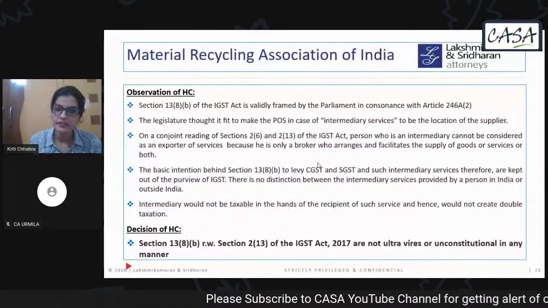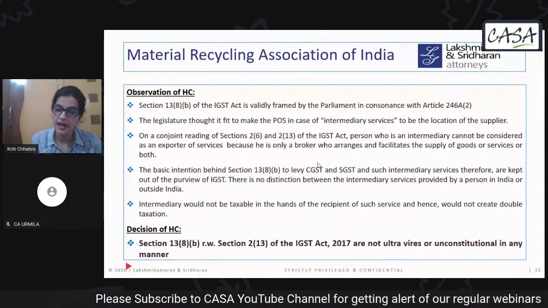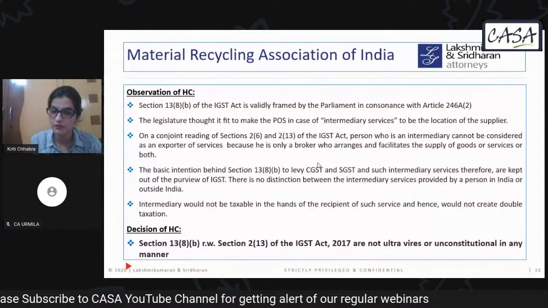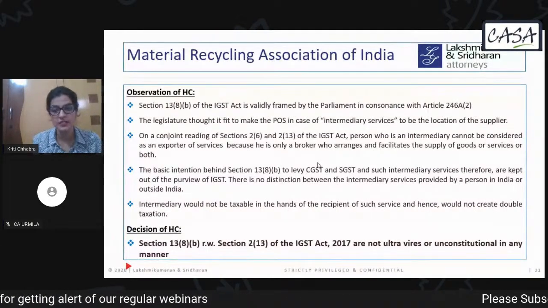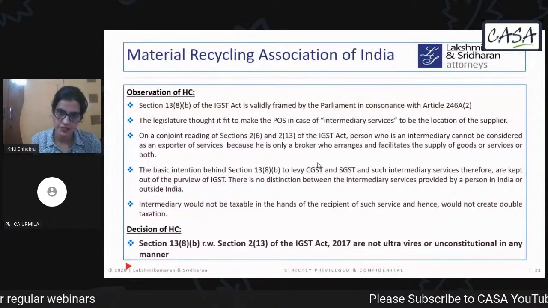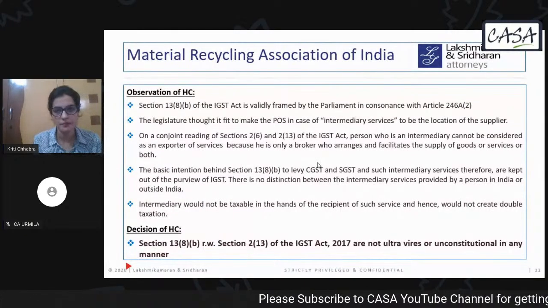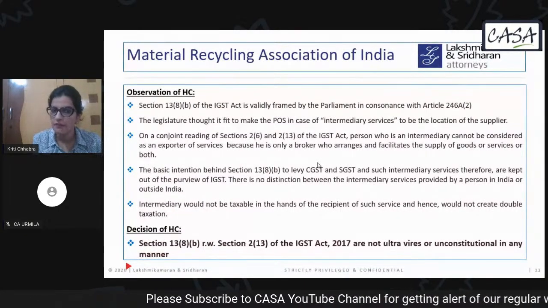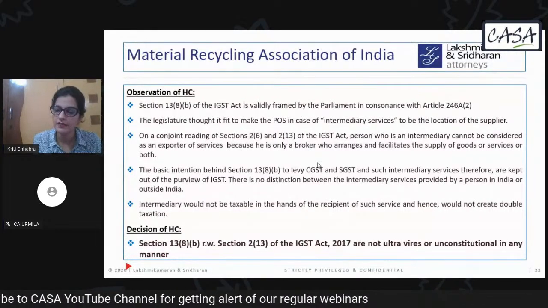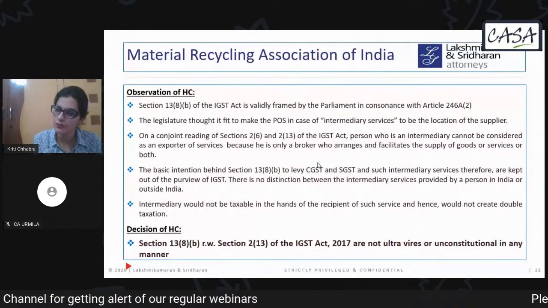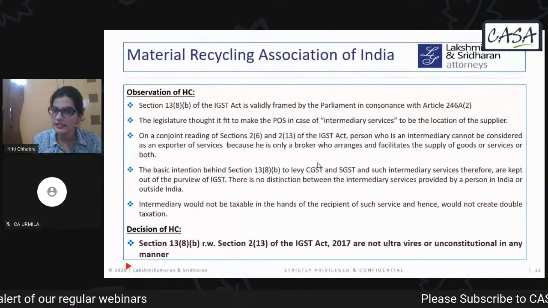They also said that the basic intention behind Section 13(8)(b) was to levy CGST and SGST and keep such intermediary services outside the ambit of IGST. So this is one of the most important observations of the High Court, wherein they have said that intermediary services, while providing these services to companies located outside India, are basically intra-state supplies.